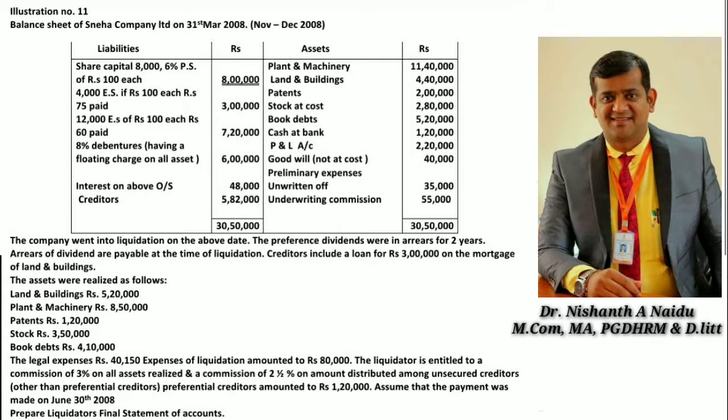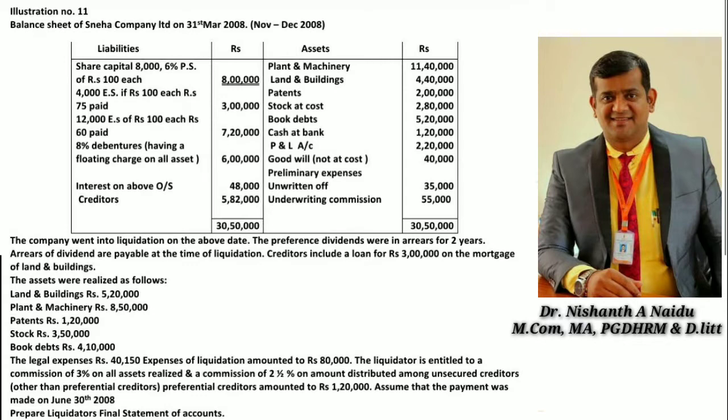The company went into liquidation on the above date. The preference dividends were in arrears for 2 years. Arrears of dividends are payable at the time of liquidation. See, preference dividends means the profit which has to be distributed among preference shareholders. So that was in arrears, that means outstanding for 2 years. So that has to be cleared at the time of liquidation.